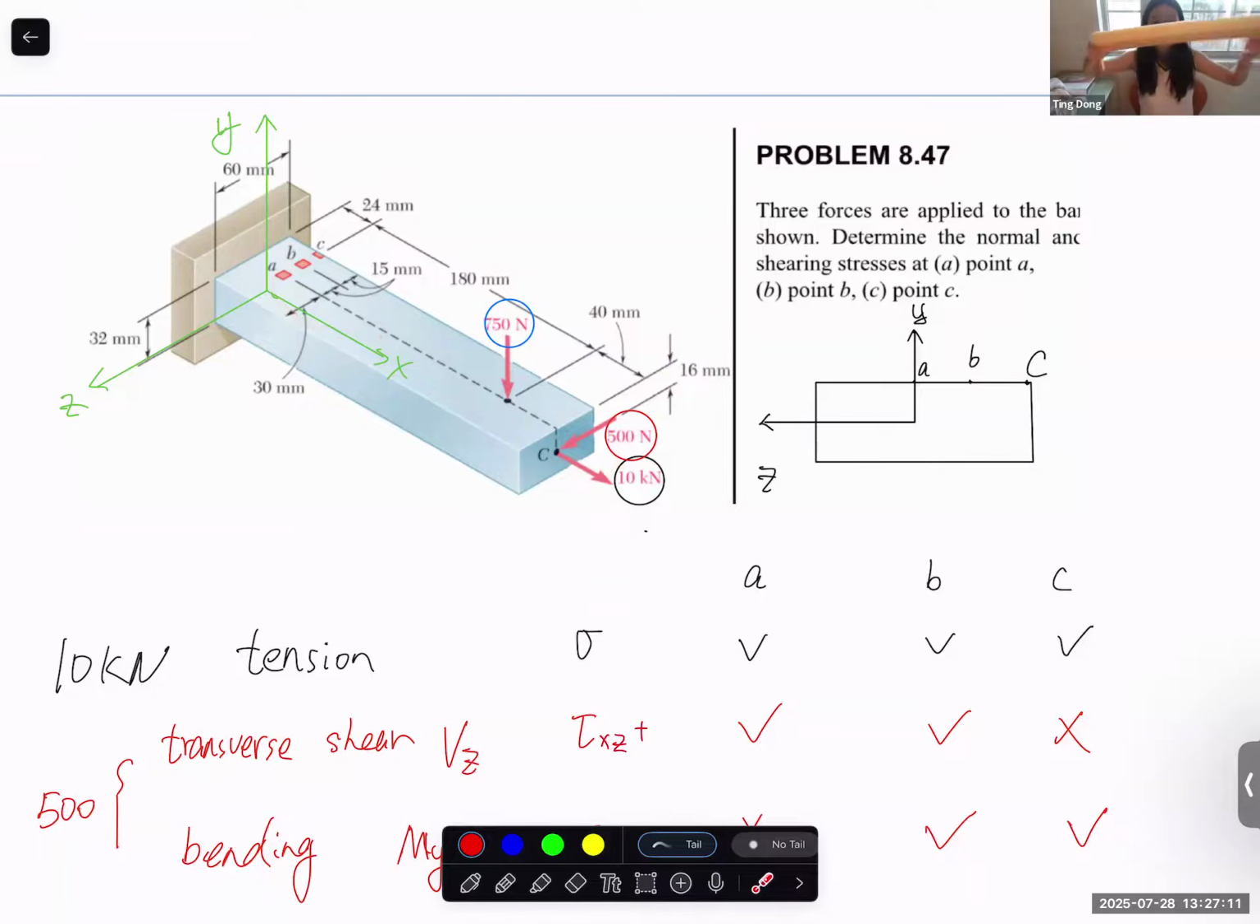So let's say this is the beam. I apply tension or compression. The normal stress should be in the x direction, so it always should be sigma x. And for bending, no matter which way I bend, it's always the normal stress in the x direction, so it's still sigma x.